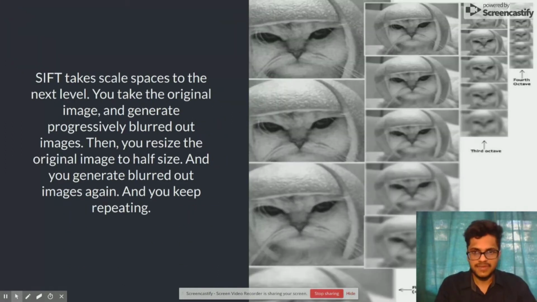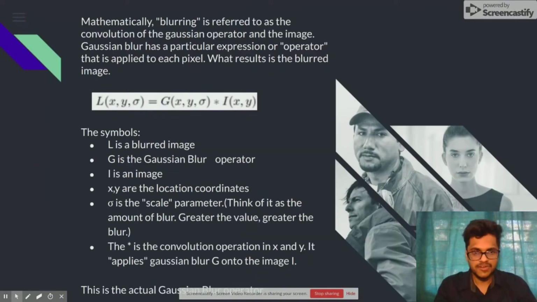We take the original image and generate progressively blurred images. Then we resize the original image to half size, and generate blurred images again, and we keep on repeating this. Now, what is blurring of an image? Blurring an image is basically just another mathematical operation like rotating and resizing. In SIFT, we use the Gaussian blur operator, which when applied to an image gives us the blurred image.